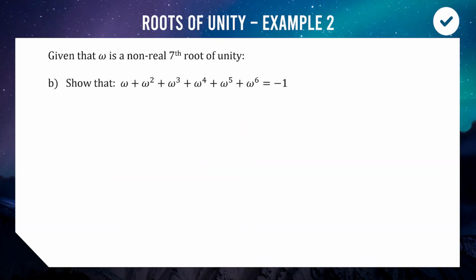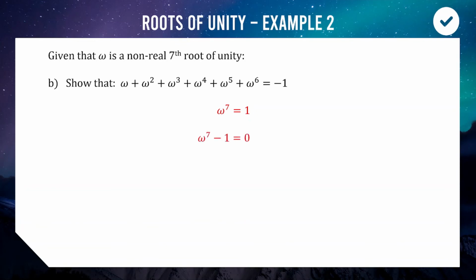For part B, we're trying to show that omega plus omega squared plus etc., up to the power of 6, is equal to minus 1. We're going to do a similar approach to part A from the last question. We're going to set up our equation for omega being a 7th root of unity. Now, whenever you see all these sums of powers leading up, this tells you that you need to bring the 1 across and use your factorization technique to get an equation.